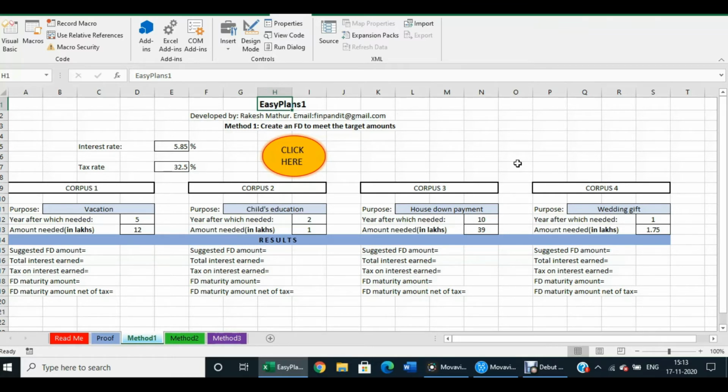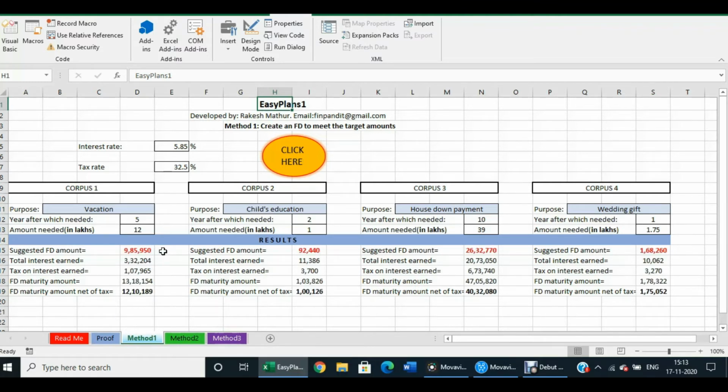So the first method requires a fixed deposit to be opened to meet these targets. What should be the amount of the fixed deposit so that we get our target amount net of tax? Click here and here are the results.